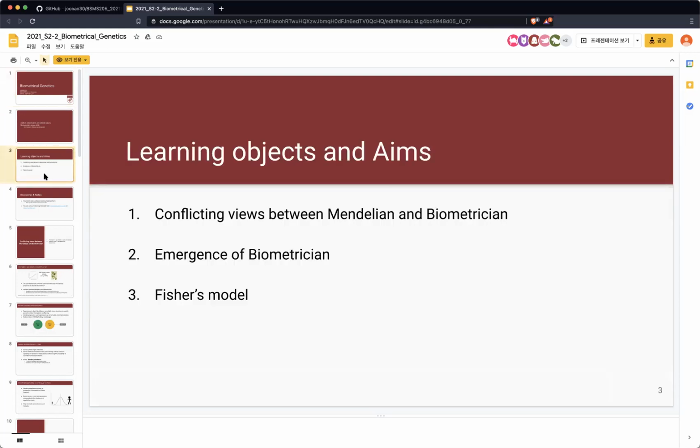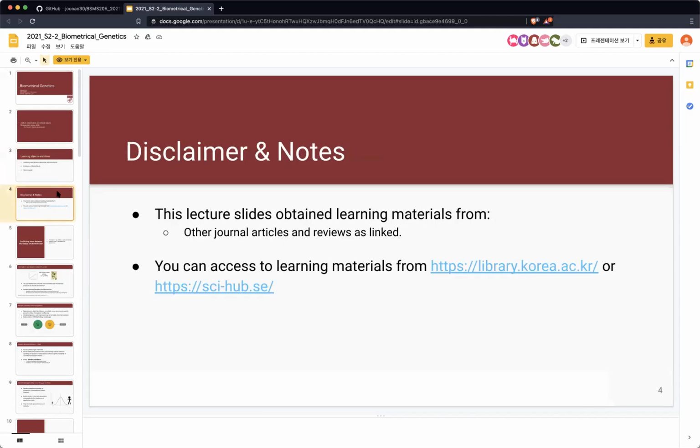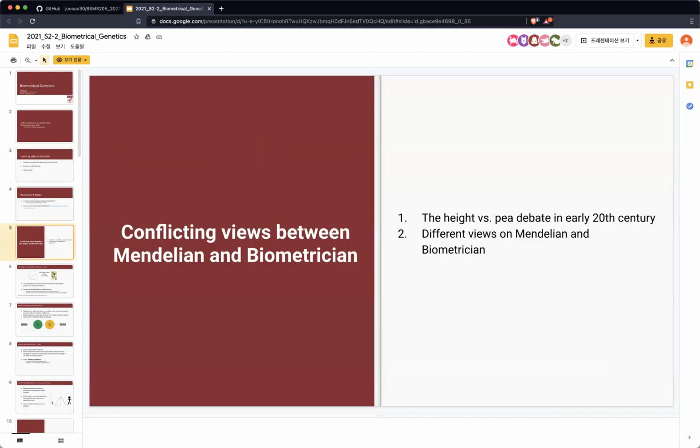Okay, so what we're going to learn today, we have three things. The first one is the conflicting views between the Mendelian and the biometrician. The second one is how the biometrician emerged at the time. And the third one is Fisher's genetics model, which is, I would say, the classic model we have to understand in modern genetics.